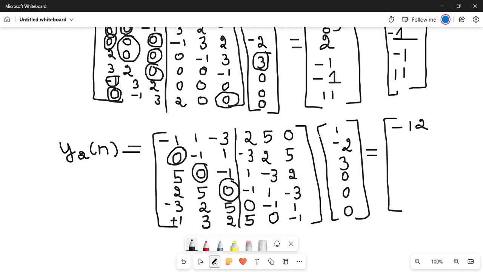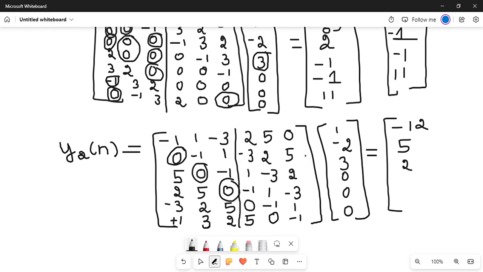And here, minus 1 into minus 2 is plus 2. And here 1 into 3 is 3. So 2 plus 3 is 5. And here, my 5 into how much? 5 into 1 is 5. And minus 1 into 3 is minus 3. So 5 minus 3 is 2.